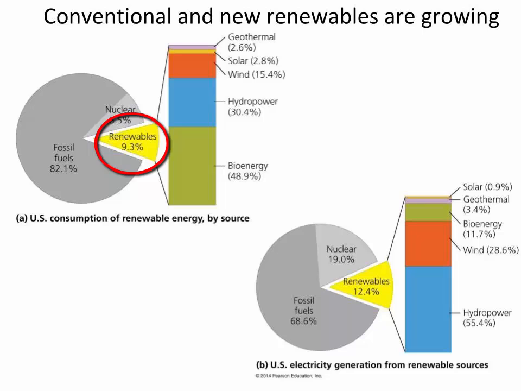Altogether, renewables account for only 9.3% of U.S. energy consumption. Renewables account for 12.4% of U.S. electricity generation. While these numbers are small, it's important to note that renewables are growing faster than conventional energy sources. Wind power is growing at 50% per year, and nations are looking for ways to move away from fossil fuels while ensuring a reliable energy supply.